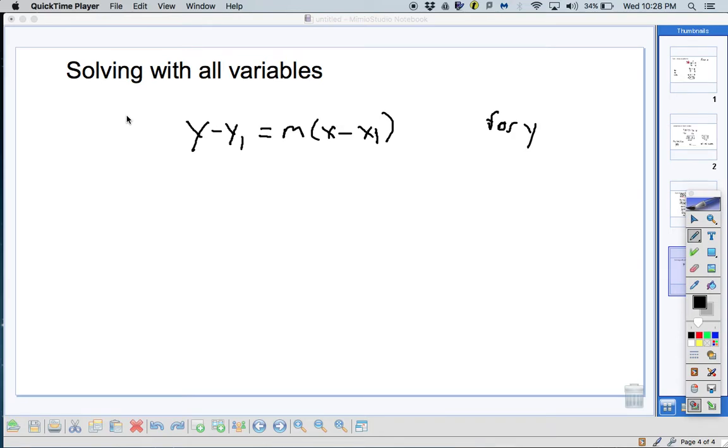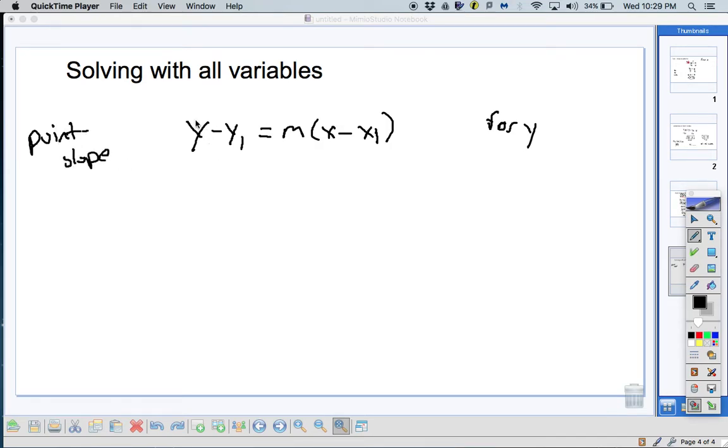Okay, today we're going to look at solving when all we have is variables, or at least we have more than we want to deal with. Okay, so here's an equation. This should be a form that you're familiar with. This is point-slope form. So if you remember back to graphing, this is called point-slope form.